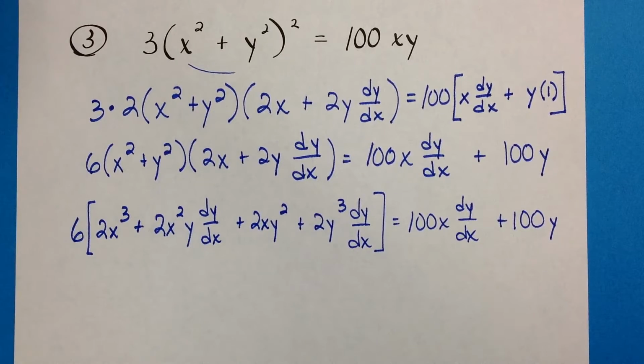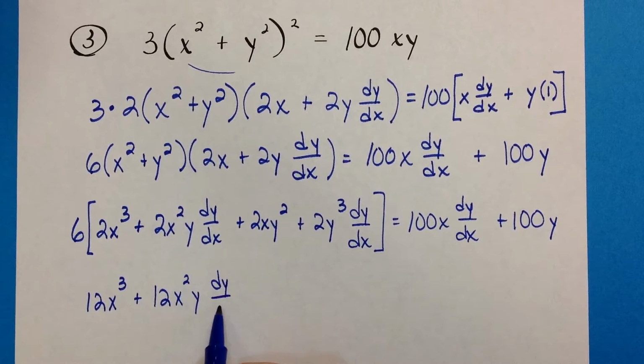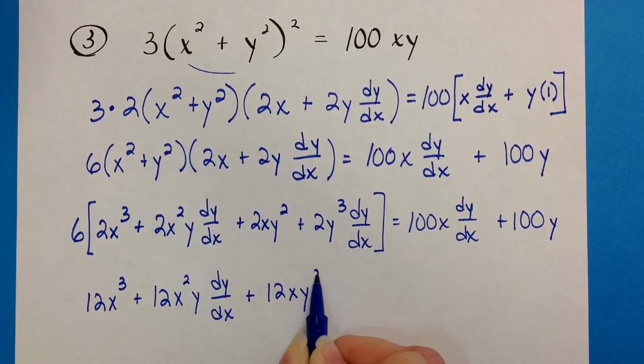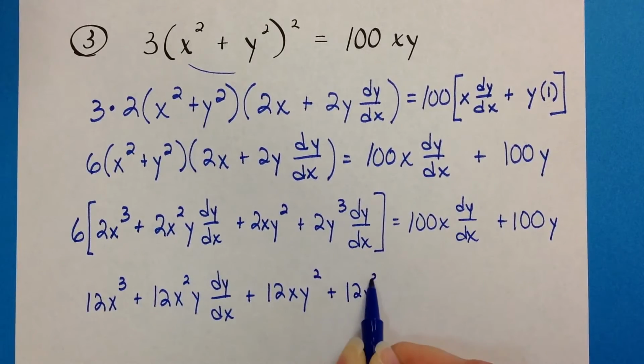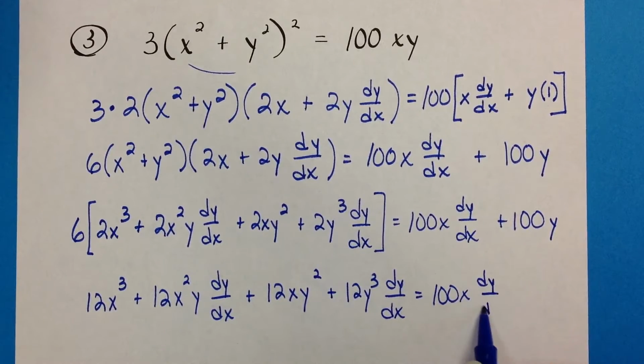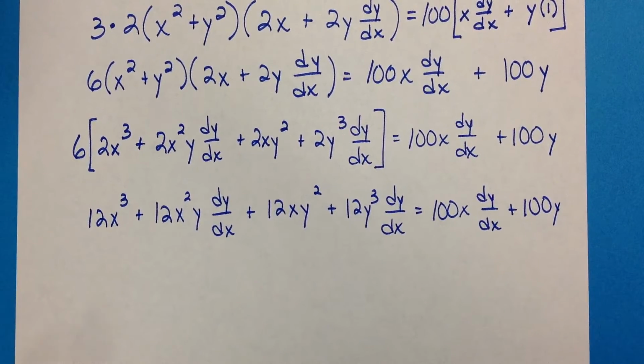Okay, let's go ahead and distribute the 6. Let's just get everything multiplied out and just go from there. Okay. Now that we've gotten rid of all of our parentheses, brackets, let's start talking about rearranging our terms here.